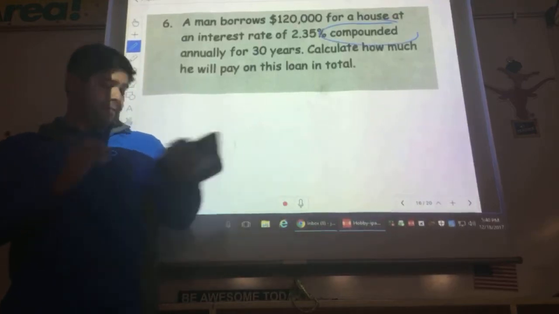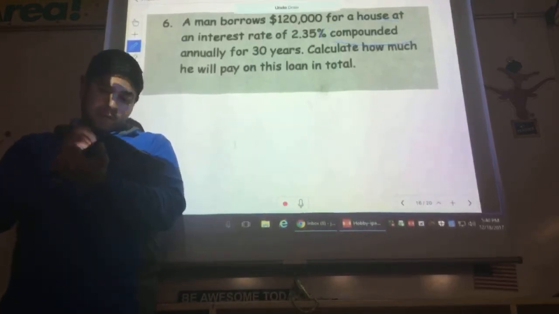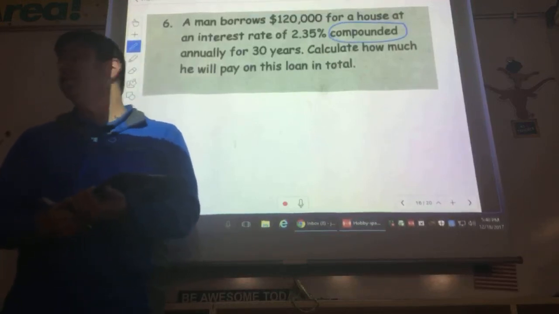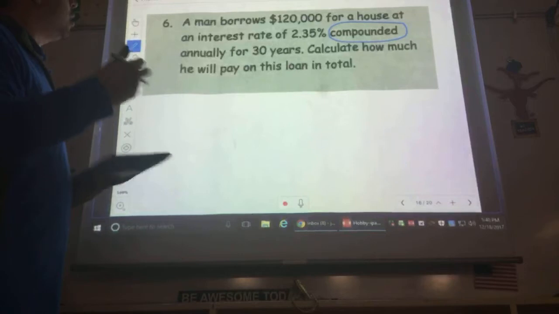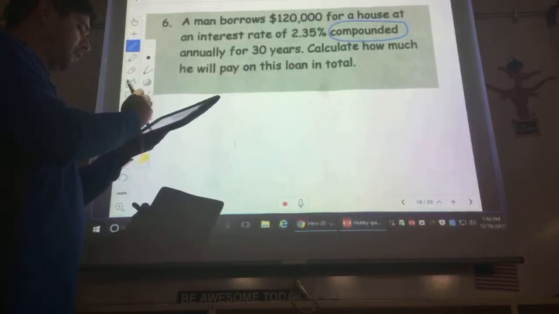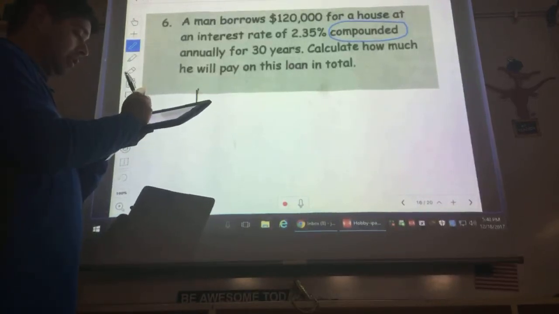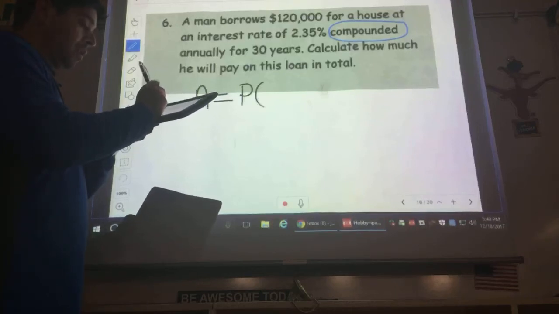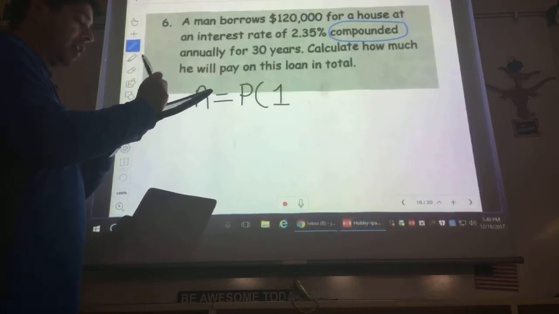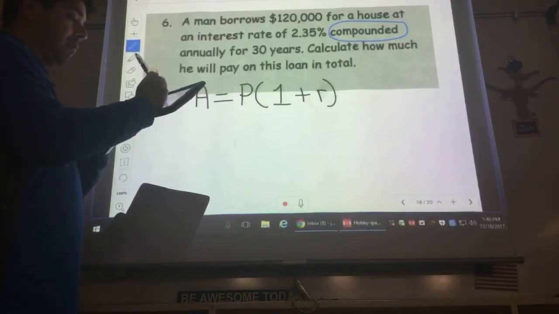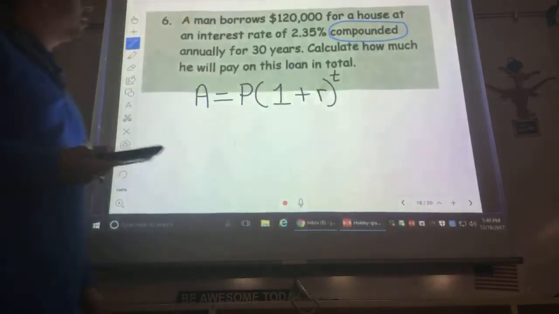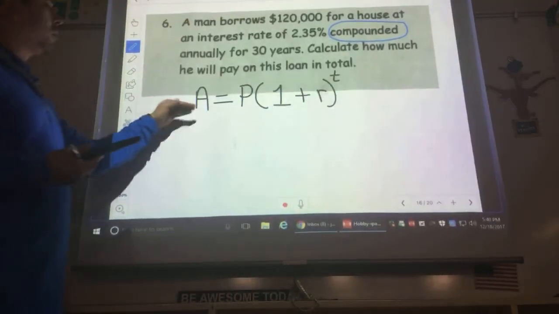That right there tells me that it's compound interest. So if I'm using compound interest, I've got to use the compound interest formula, which is A equals the principal multiplied by 1 plus the rate, and then by the time as the exponent, time in years. So this is the formula we're using.